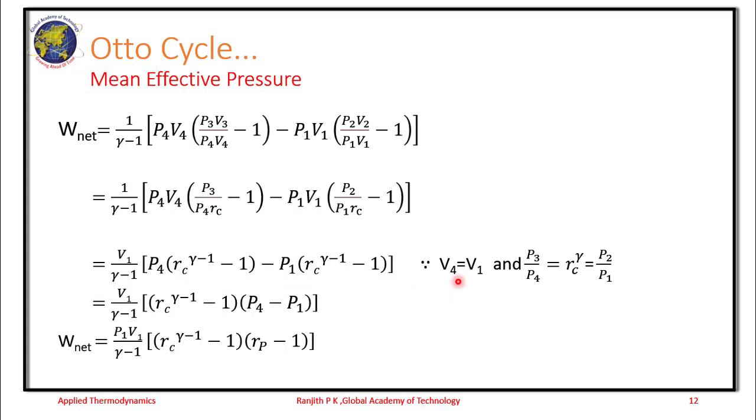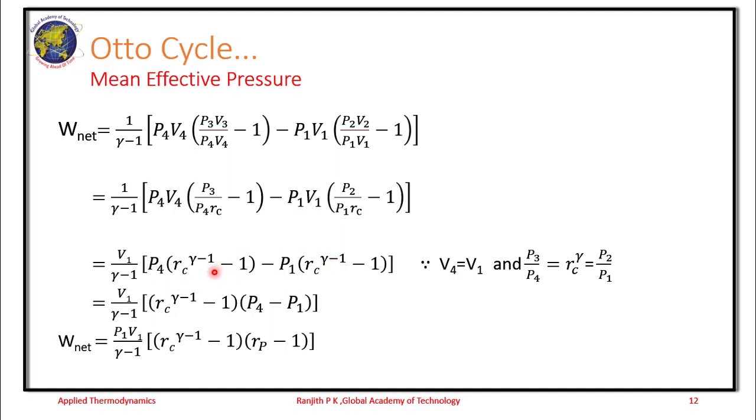How did we write this? Because P3 by P4 is equal to Rc power gamma. Similarly, P2 by P1 is equal to Rc power gamma. We have P3 by P4 here, it is Rc power gamma divided by Rc, which is nothing but Rc power gamma minus 1. Similarly here, P2 by P1, that is Rc power gamma by Rc, is Rc power gamma minus 1 minus 1. And we have V4 equal to V1, so we have taken V1 as the common factor.